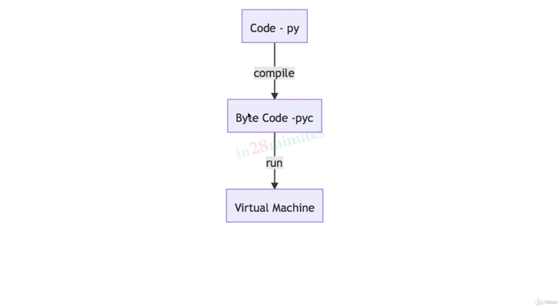CPython is a Python implementation in the C language. Jython is a Python implementation in the Java language. The bytecode which Jython uses is actually Java bytecode, and you can run it on the Java virtual machine.